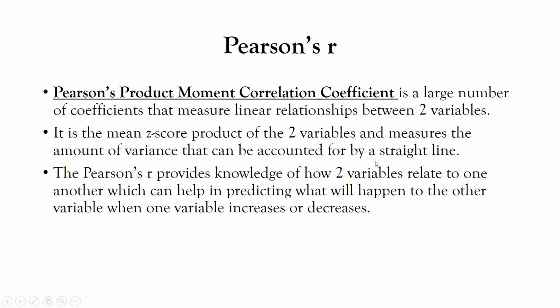Now, will a straight line equation be able to successfully, succinctly, and accurately explain the variance? So that's all there is to it. So the Pearson's R provides knowledge of how two variables relate to one another, which can help in predicting what will happen to the other variable when one variable increases or decreases.